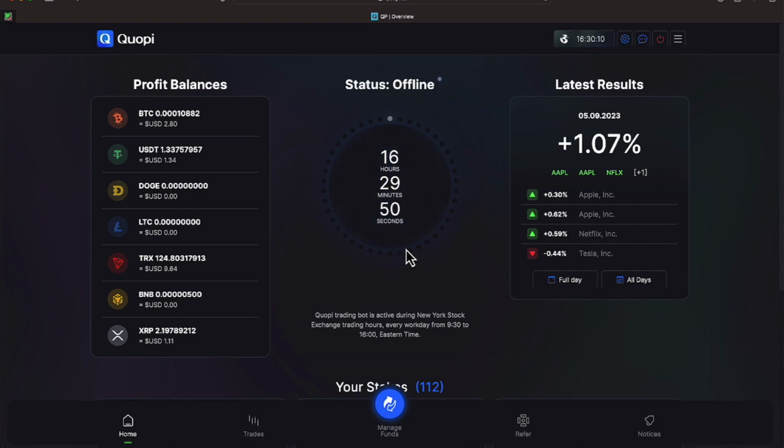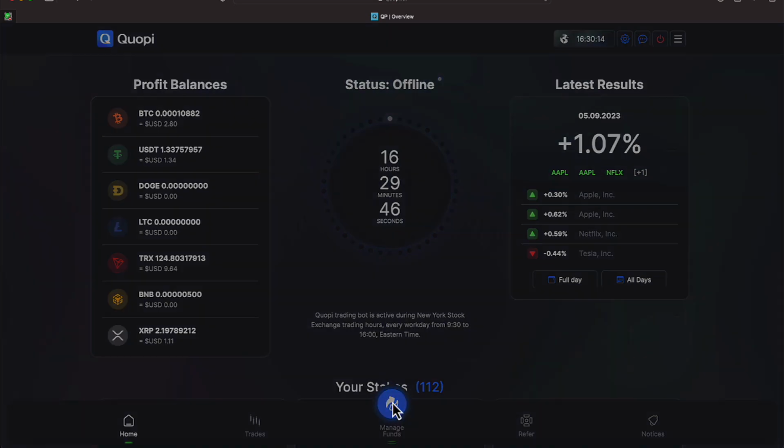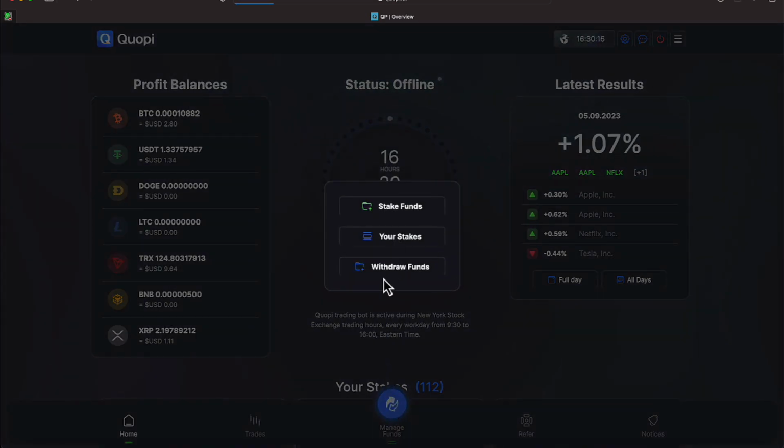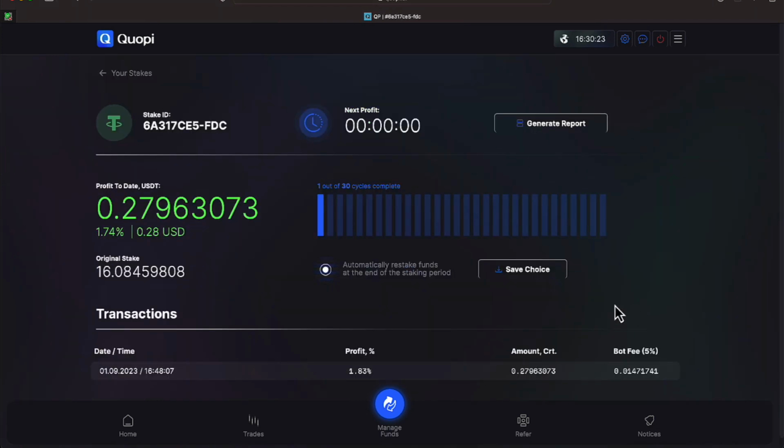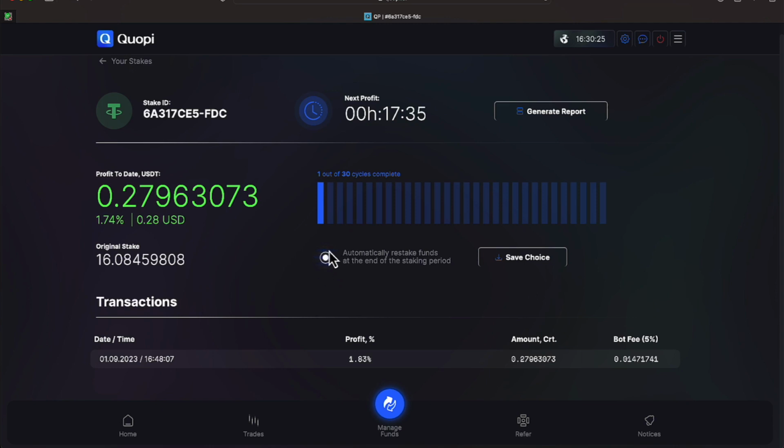All right, everybody, again, $10 to join Quopi. All stakes are automatic. I did say I would talk a little bit more about the stakes. So let me come over here to the stakes and show you this right quick. If I click on this one here under the open details, this box being checked makes it automatically renew after 30 days. If I uncheck that, it will not renew, but you will need to save that. I don't need to save it or do anything. I've got mine on automatic, you all.